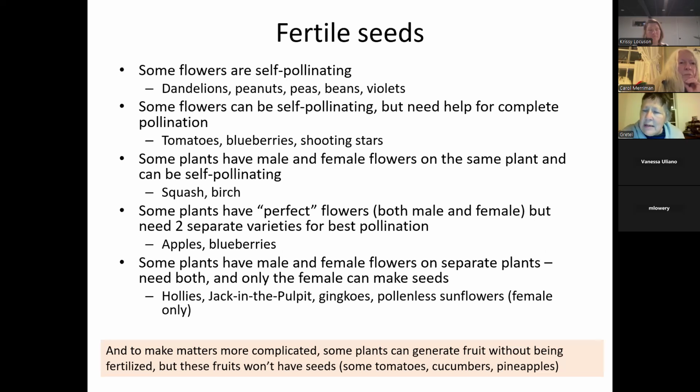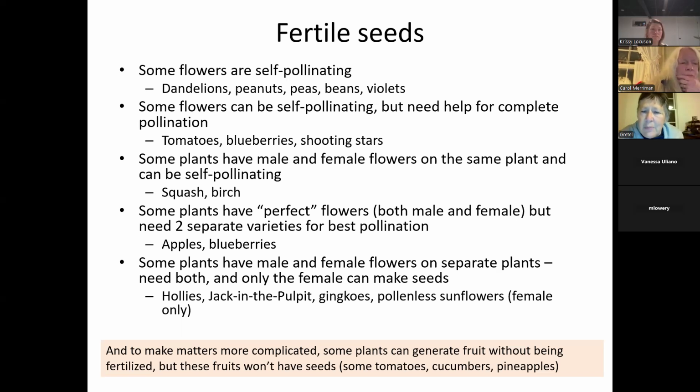Then you need the seeds to become fertile. Some plants are self-pollinating, which means if you have one dandelion flower in the world and no bees, you will still get seeds. Same thing with peanuts and peas and beans and violets. Some flowers can be self-pollinating to some level, but if you want them to really fill out and have a full complement of seeds and therefore a full fruit size, they need a little bit of help from a pollinator.